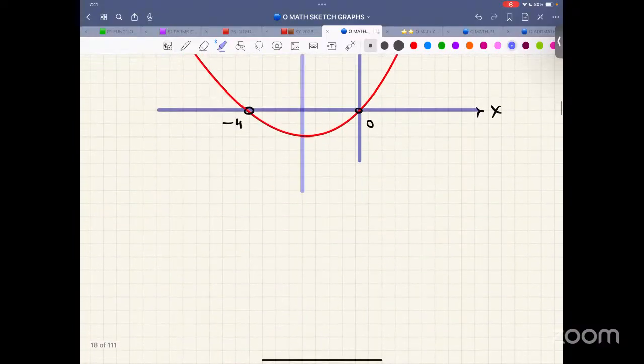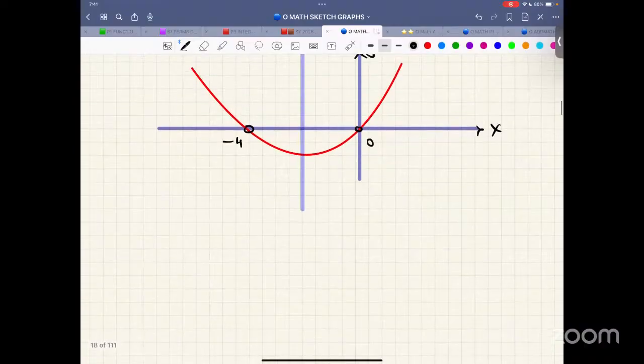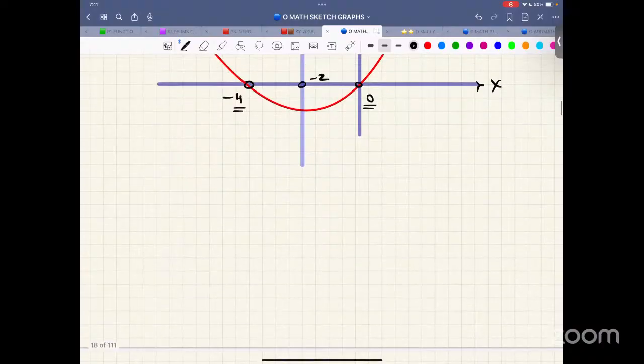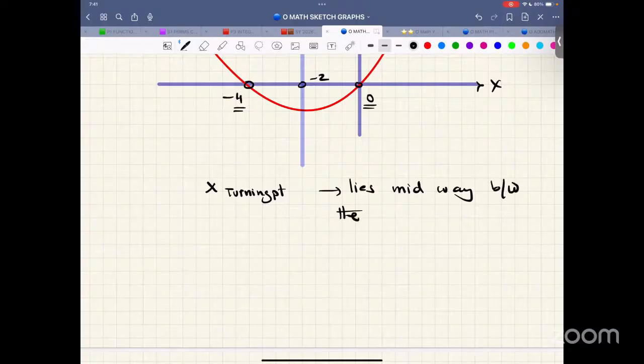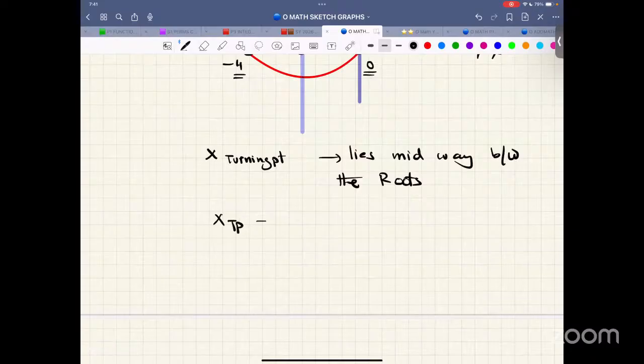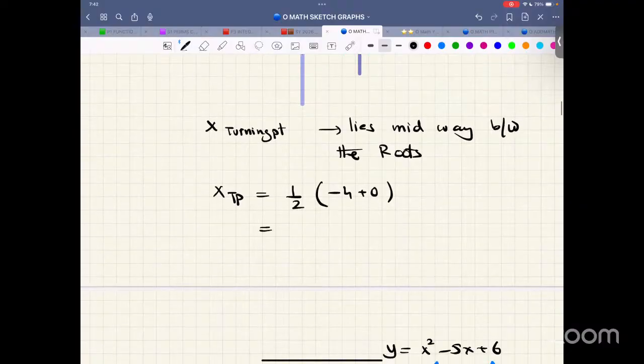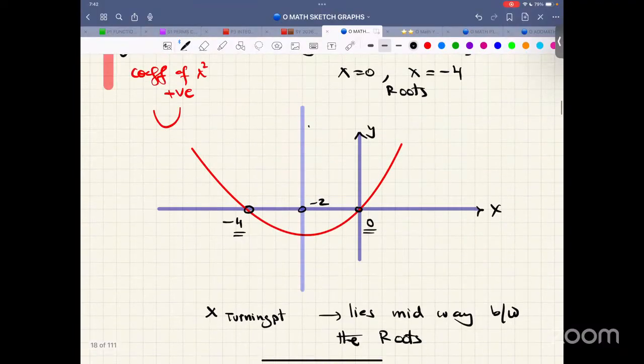Now let's focus. We also see that this is -2. This is -4. This is 0. Therefore, the x coordinate of the turning point lies midway between the roots. Got the idea? So the x coordinate of the turning point is half the sum of the roots, -4 plus 0, that is -2, which makes sense. So this vertical line is x equals -2.